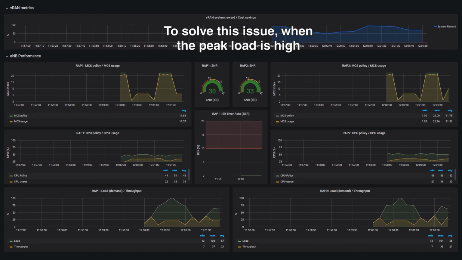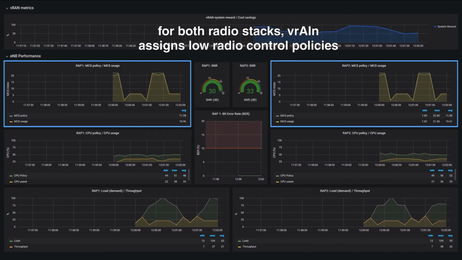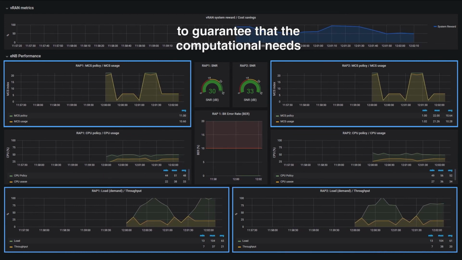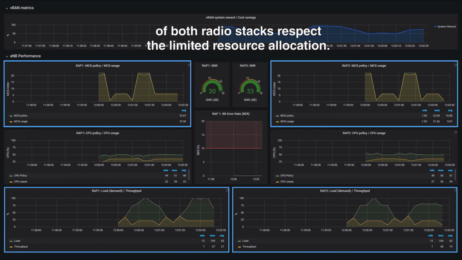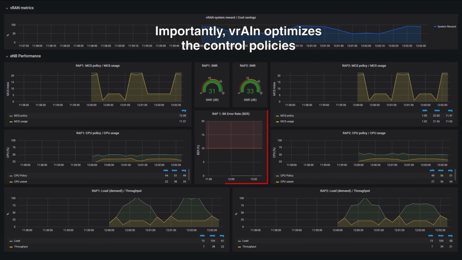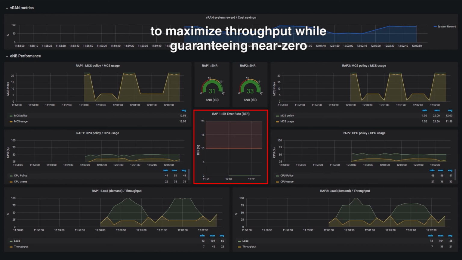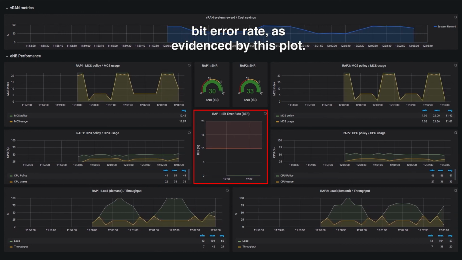To solve this issue, when the peak load is high for both radio stacks, vrAIn assigns low radio control policies to guarantee that the computational needs of both radio stacks respect the limited resource allocation. Importantly, vrAIn optimizes the control policies to maximize throughput while guaranteeing near-zero bit error rate, as evidenced by this plot.